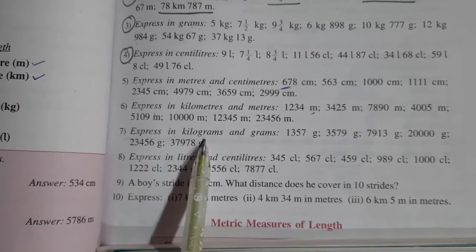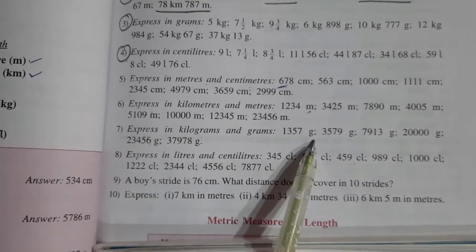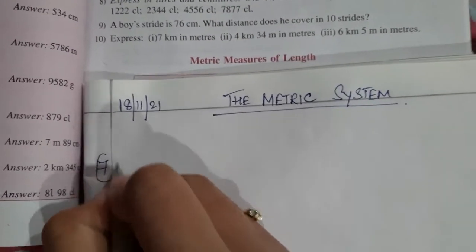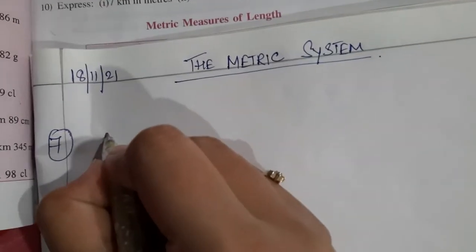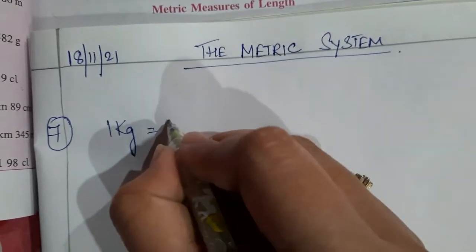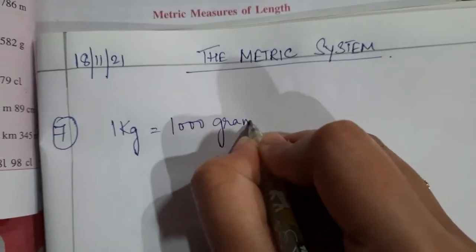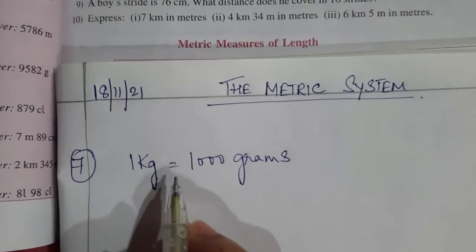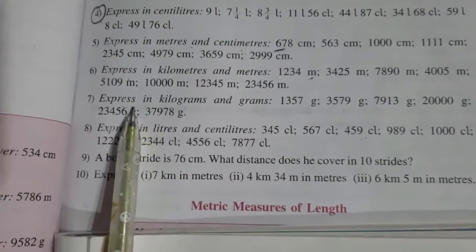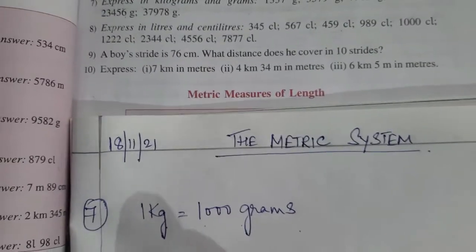Express in kilograms and grams. But before we begin with solving the questions, first we have to understand that 1 kg is equal to how many grams. You know that 1 kg is equal to 1000 grams. Alright, 1 kg is equal to 1000 grams. So now what is the question? Express in kilograms and grams.